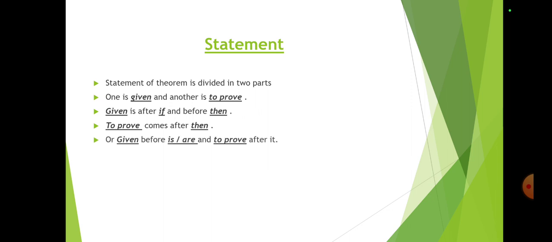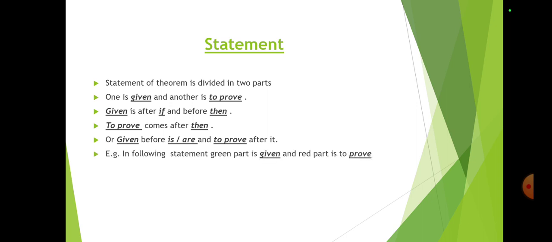Now if the sentence has no "if" and "then" part, then how to identify the given and to prove parts? The given part is before the auxiliary verb "is" or "are", and after the auxiliary verb "is" or "are" comes the to prove part.